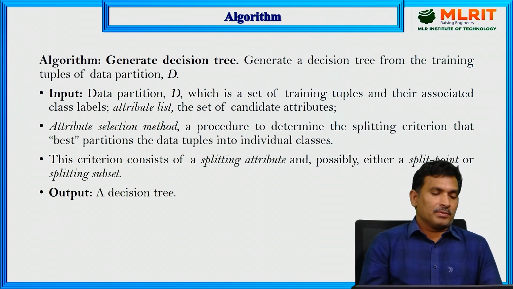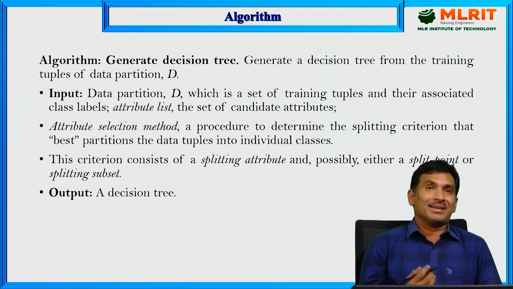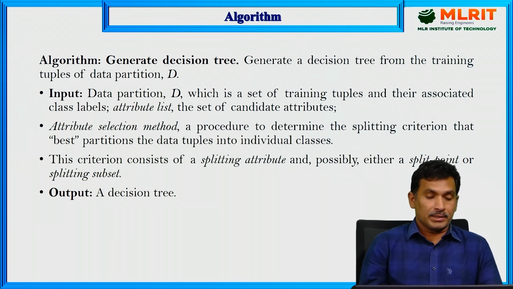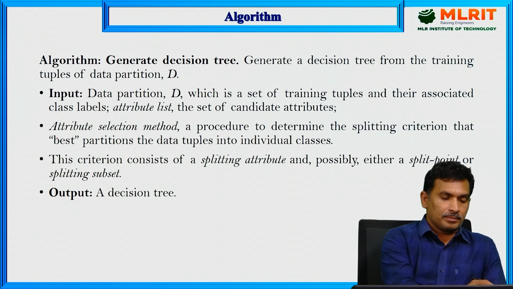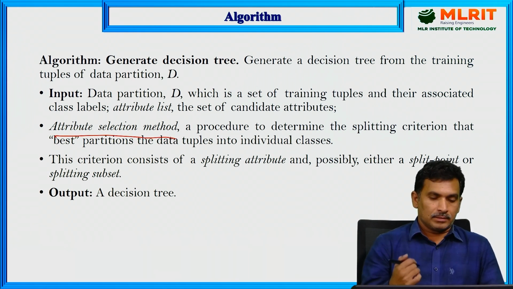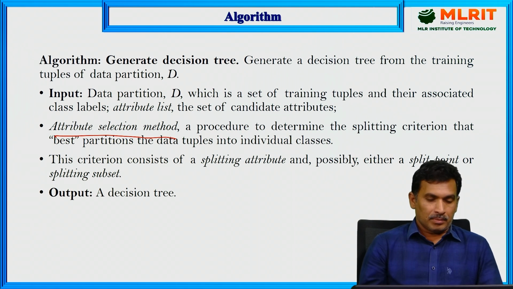We could divide it into three major categories. The first one is input, that is the data partition D, which is a set of training tuples and their associated class labels, and the attribute list, that is the set of candidate attributes. The second important one is a measure, that is the attribute selection method. As we discussed, at every node we have to select the attribute to perform the test, so the attribute selection method is going to play a major role here.